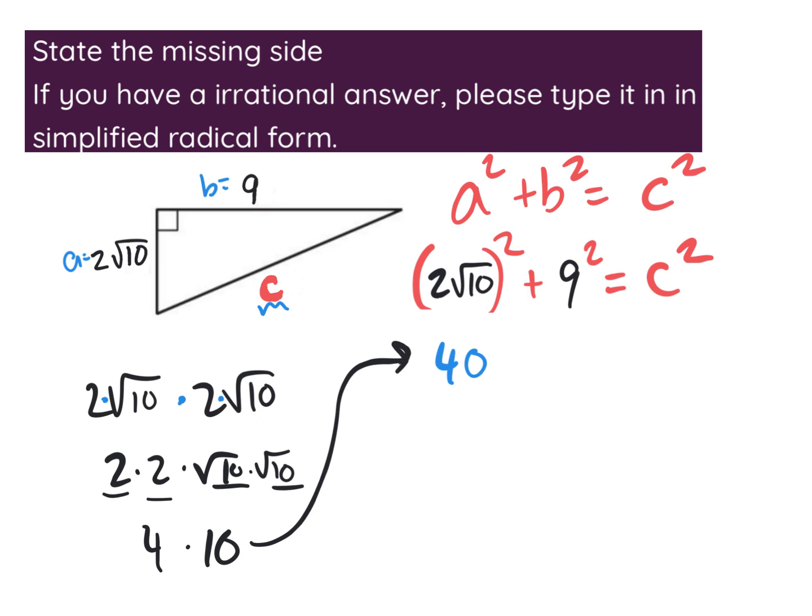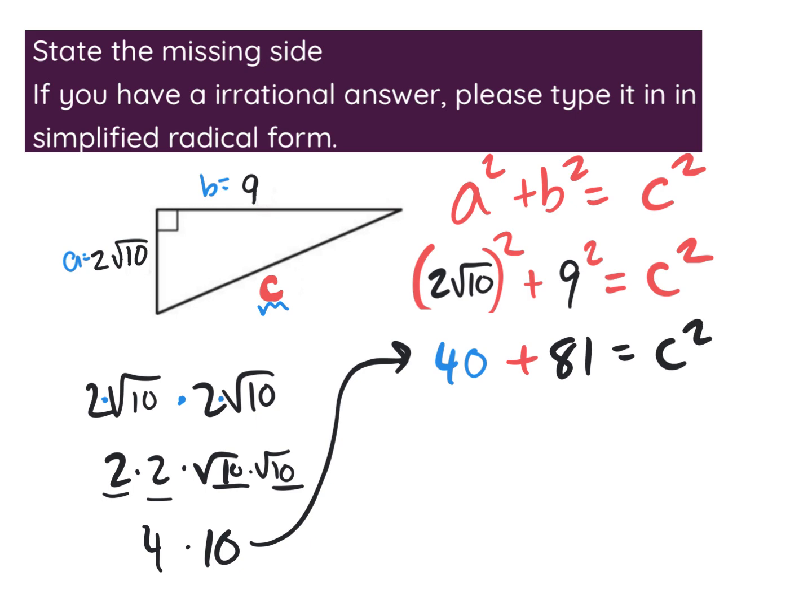I don't mind doing the math here, but you could use a calculator the way I showed you. Just be careful when you use a calculator. That answer is 40 right there. 2 square root of 10, squared, is 40. And then you still have the plus 9 squared. 9 squared is 81. And then equals c squared.